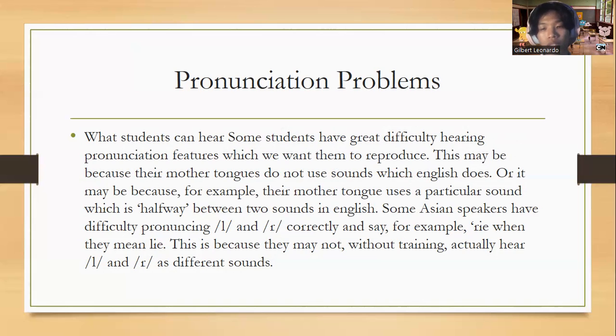Some Asian speakers have difficulty pronouncing L and R correctly and say, for example, right when they mean light. This is because they may not, without training, actually hear L and R as different sounds. This happens mostly with Malaysian or Vietnamese or Chinese speakers and so on.